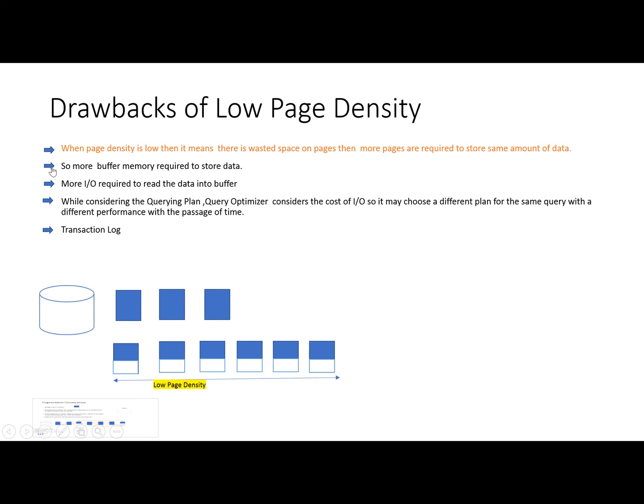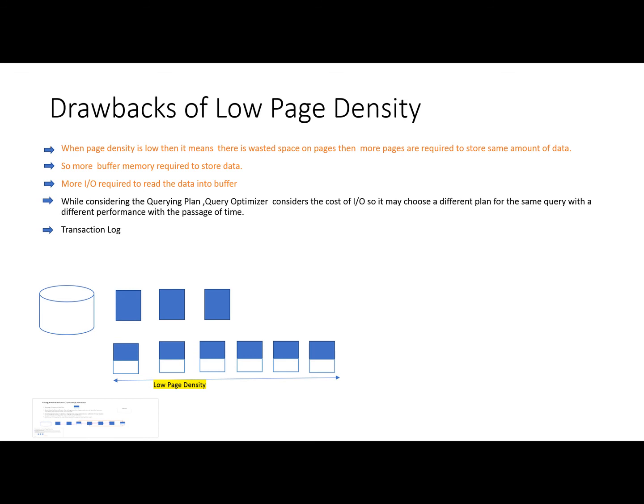And when these pages are read into memory, more buffer memory is required to store these low page density pages. This is the wastage of the buffer as well. Also, when these pages are read into memory, more CPU cycles are required, and more input output is required to read these pages. So the cost of the CPU is increased.